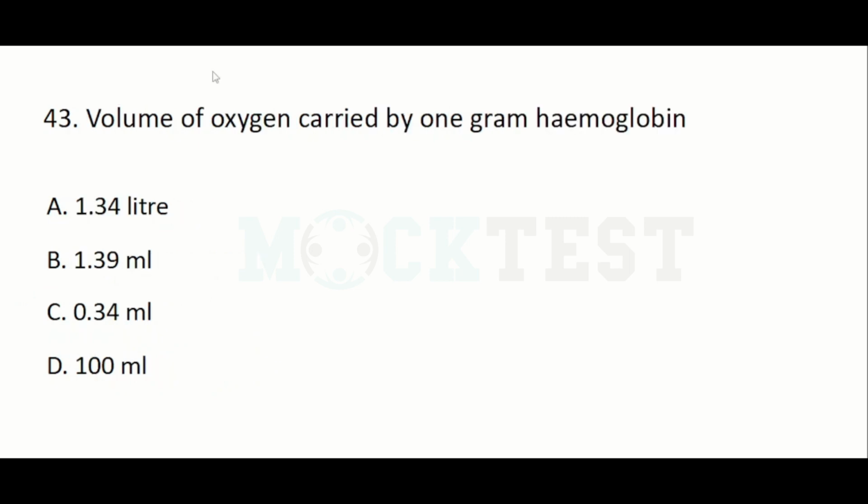Next question. Volume of oxygen carried by 1 gram hemoglobin. Option A, 1.34 liter. Option B, 1.39 milliliter. Option C, 0.34 ml. Option D, 100 ml. The answer is option B, 1.39 ml.